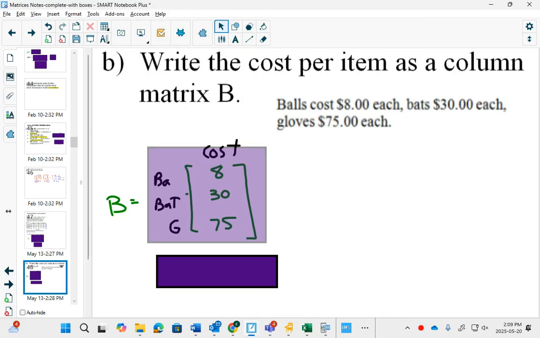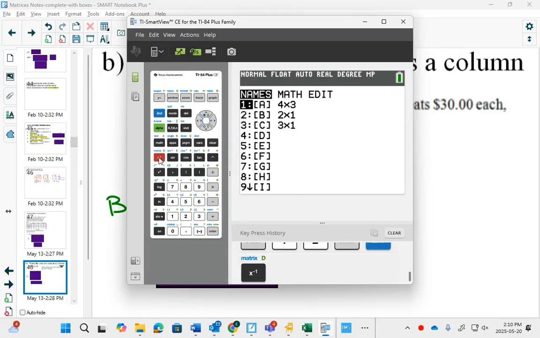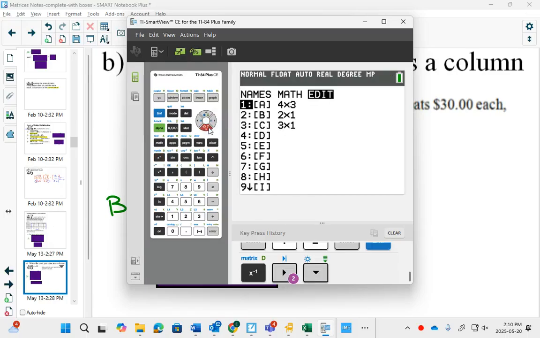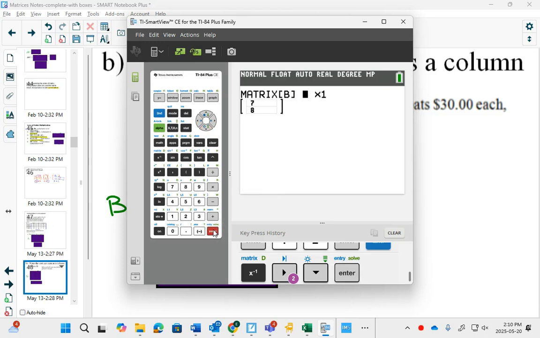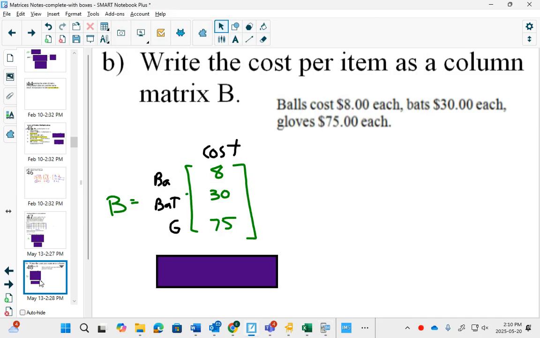And then I want to enter these numbers into matrix B. So I'll go back to my calculator. And I'll go to matrix again. Second matrix. Edit B. And B was a 3x1. And the costs were 8, 30 and 75.